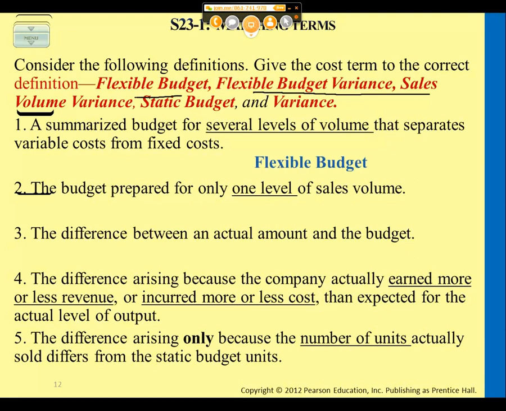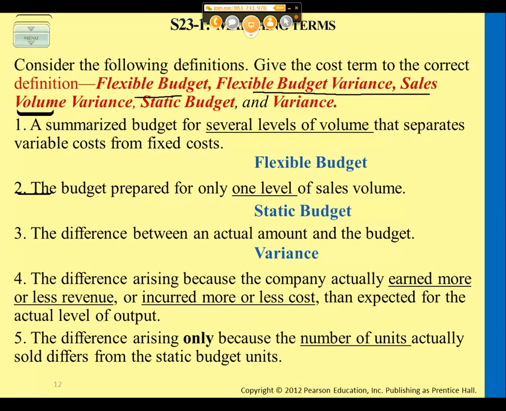The budget prepared for only one level of sales volume. Just one level. Static. Okay. The difference between an actual amount and the budget. Variance. Very good. The difference arising because the company actually earned more or less revenue or incurred more or less cost than expected for the actual level of output. It's some type of variance, yes.